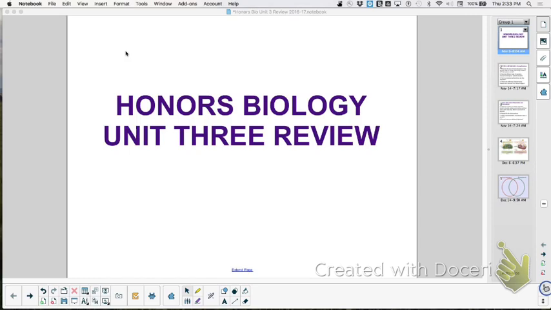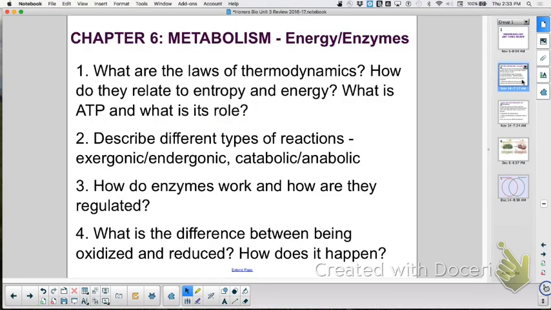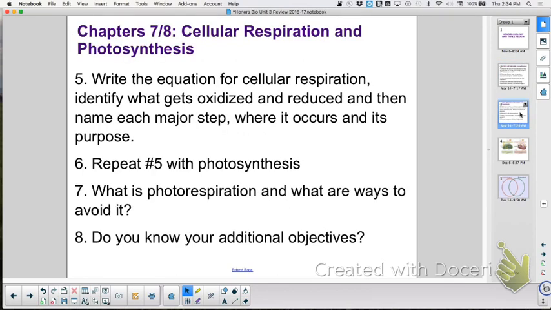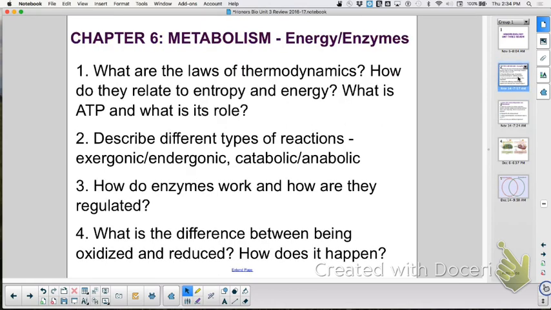Here is the recording. Okay, so Unit 3 was energy and enzymes, right? And it was also cellular respiration and photosynthesis. So let's do some rundown of this unit.